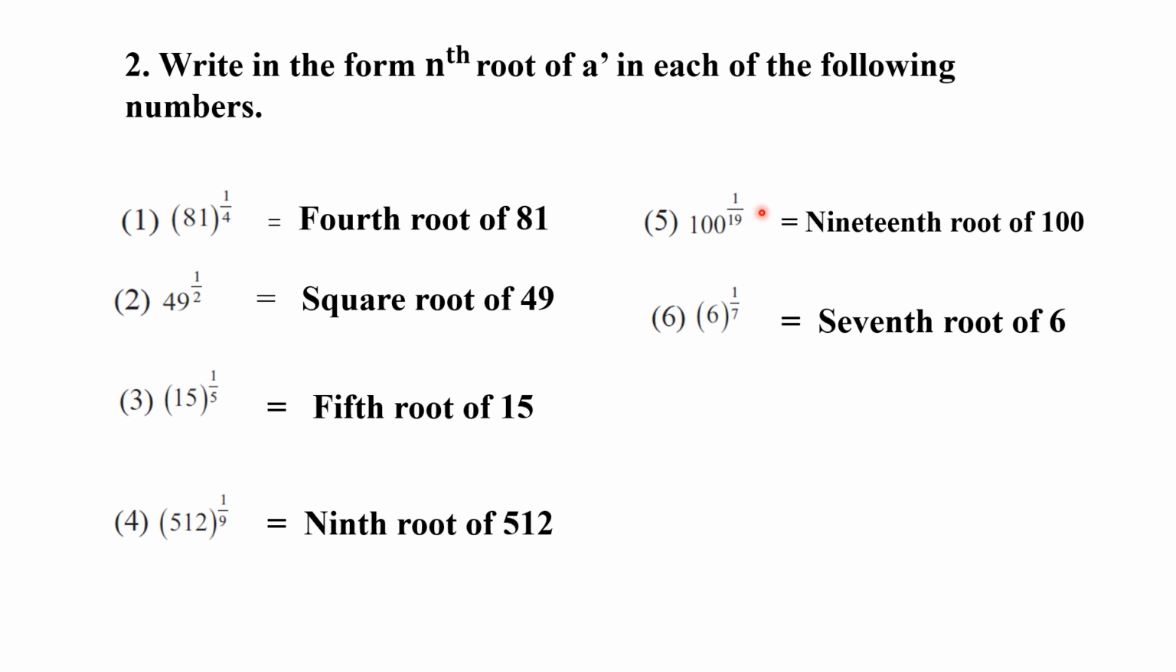100 raised to power 1 upon 19 means 19th root of 100. 6 raised to power 1 upon 7 means 7th root of 6. Thanks.